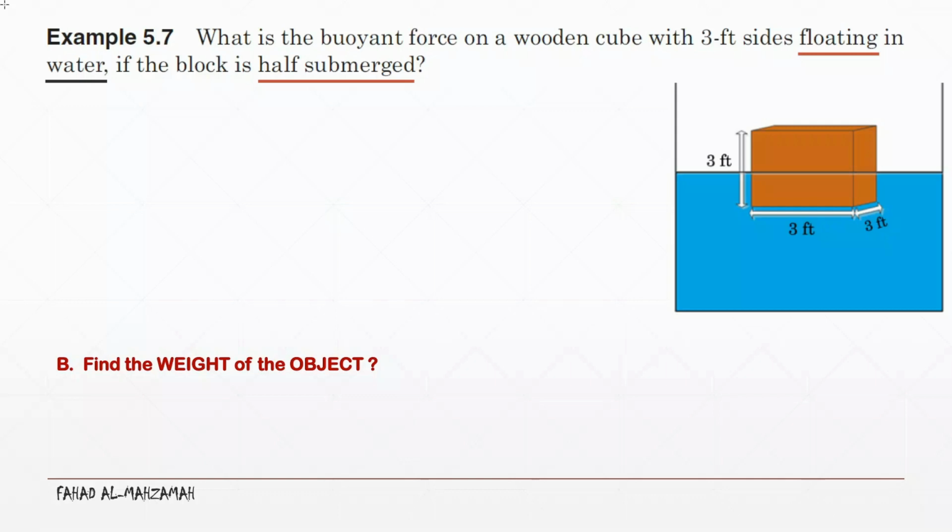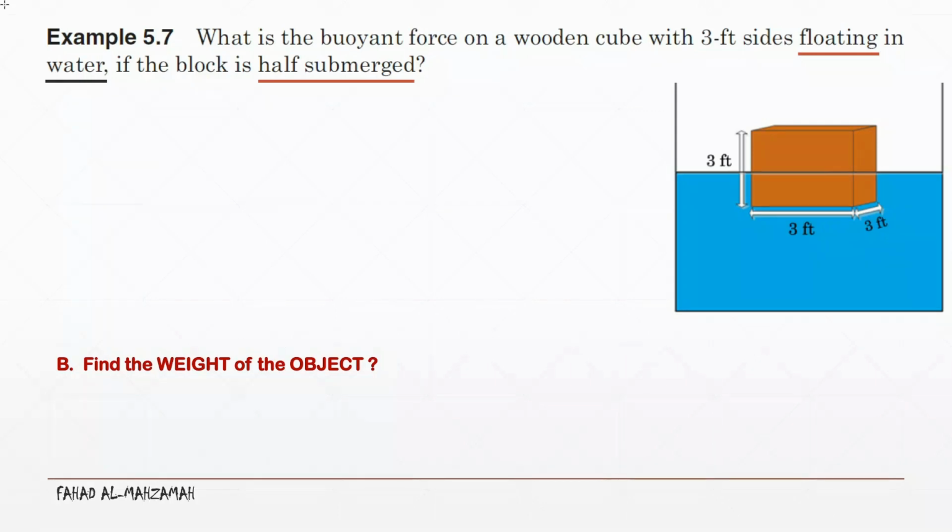And he continued and put a condition, he said that if the block is half submerged, يعني immersed، يعني مغمور، يعني نصفه مغمور في الماء. There is no number in this question except the 3 feet sides. How to solve it? Well, let's take it step by step.